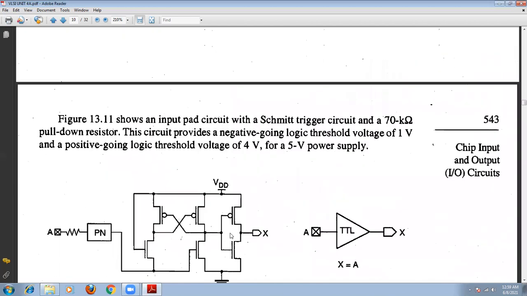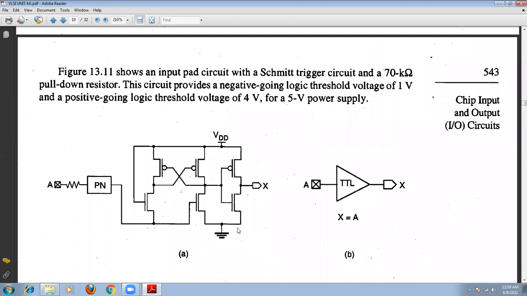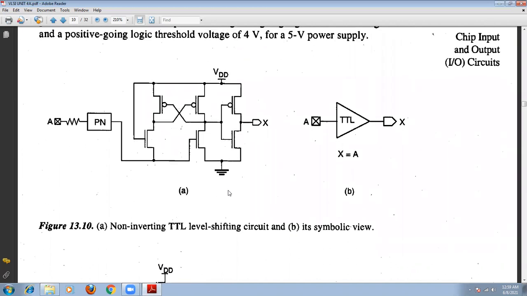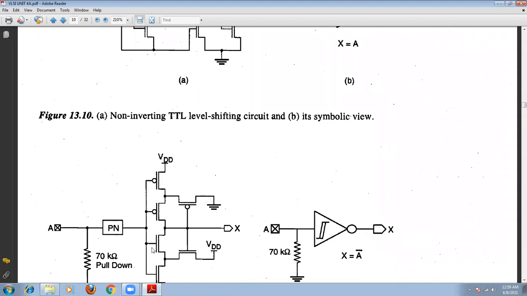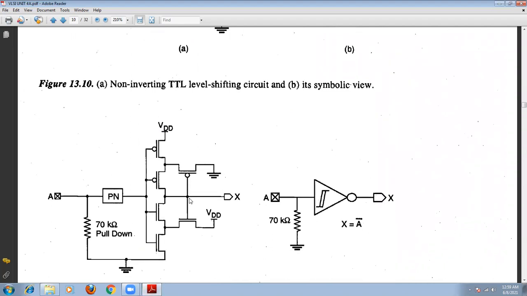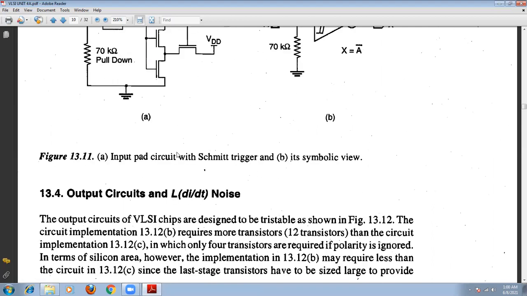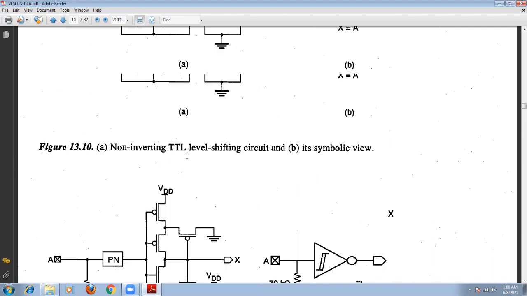This circuit uses a Schmitt trigger circuit and uses the pull down resistor. Here it provides a negative going logic threshold voltage of 1 volt and a positive going logic level of approximately 4 volts when we are using the 5 volt supply. By using this protection network, that is, the level shifting circuits, we have the input pad with the Schmitt trigger circuit. We are going to represent this input pad like this. This is the symbol of the input pad. We are using the resistance circuit in this case. So that is about the input circuit.